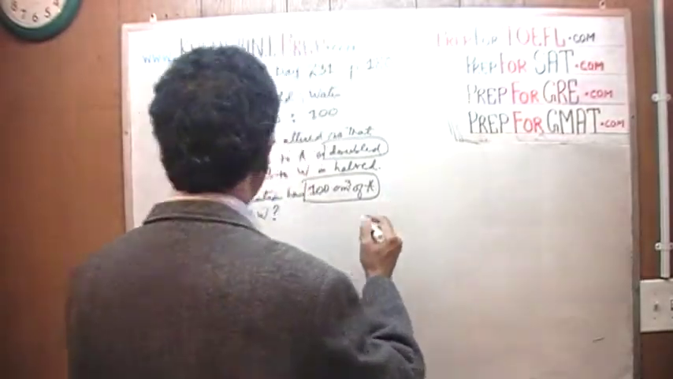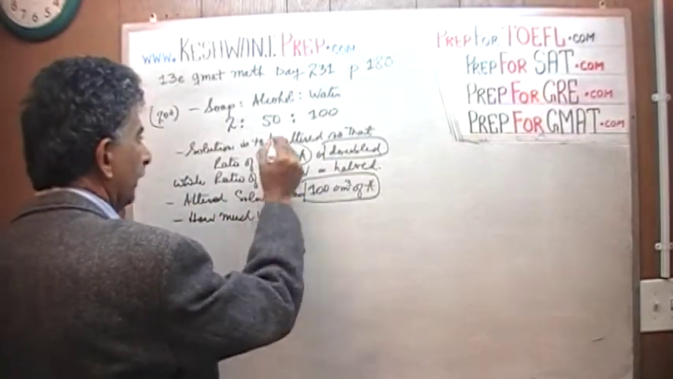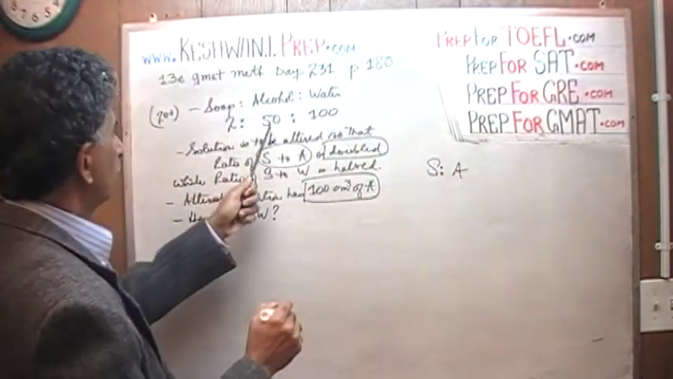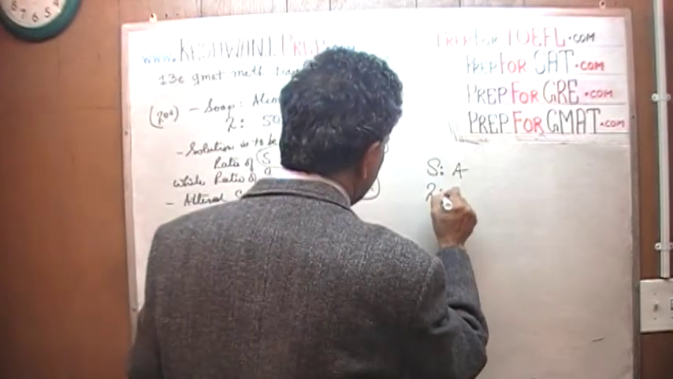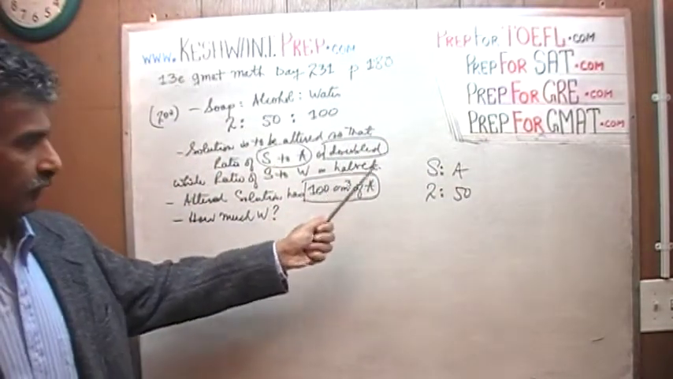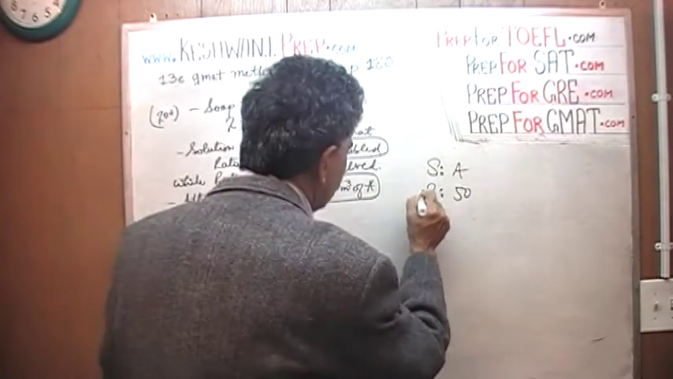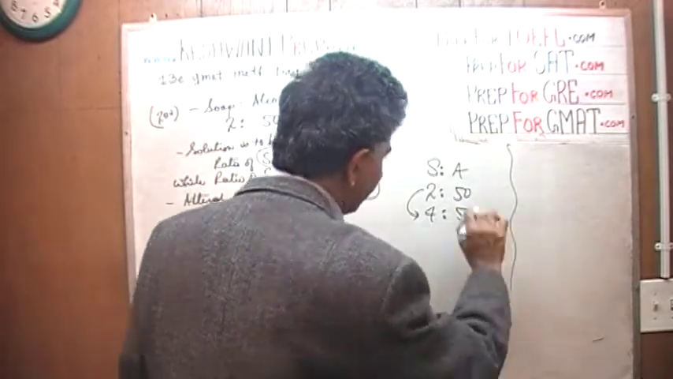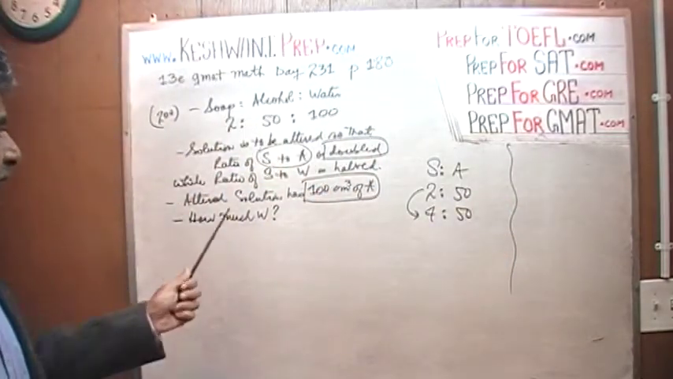So to start out with, the soap to alcohol is what we're looking at. To start out with, soap to alcohol is 2 to 50. We are told that we must double that ratio. So instead of 2 to 50, it's going to go to 4 to 50. That part is done.